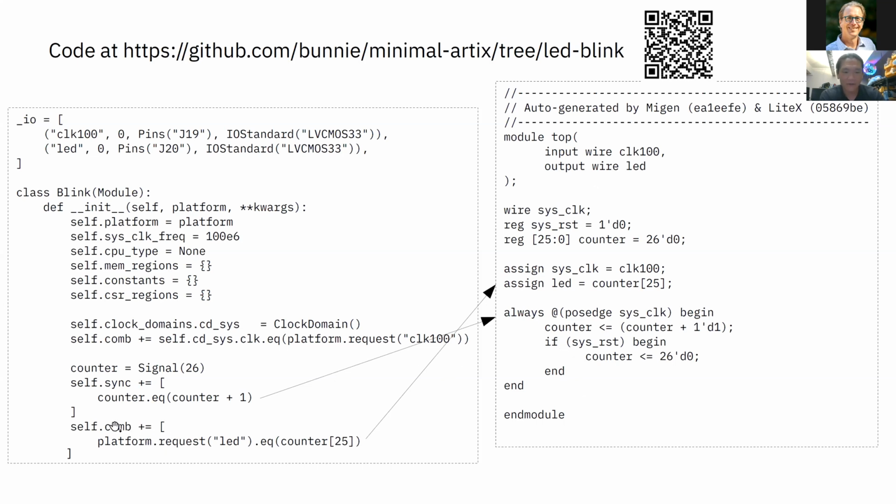And then the stuff inside self.comb gets pulled out here. So we had the self.comb here, the clock assignment, and a self.comb of the counter assignment, right? So that's a really simple example that shows you sort of how those two get connected together.